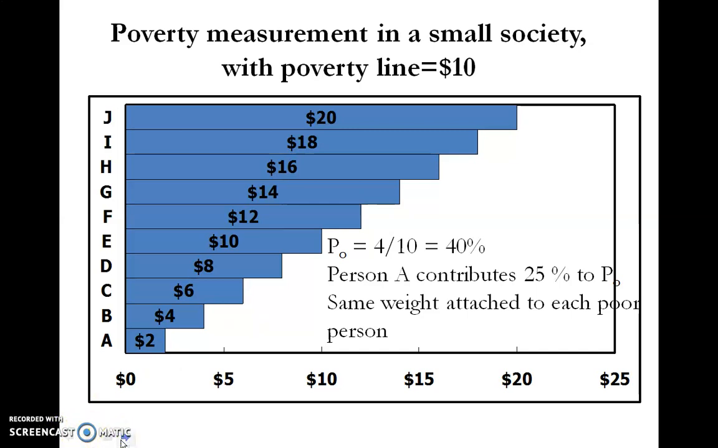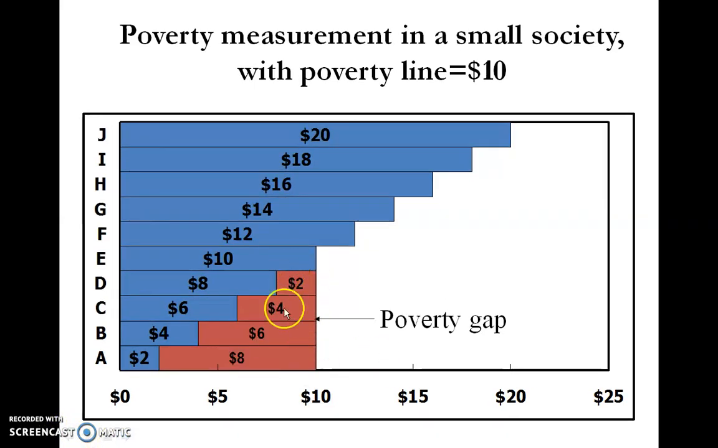Next slide. There we go. Now, if we want to look at the poverty gap, that is the gap from where you are at in terms of what you earn to what you need in order to at least sit on the poverty line. For person A, their poverty gap is $8. This is the poorest individual in the society. For person D, their poverty gap is $2.